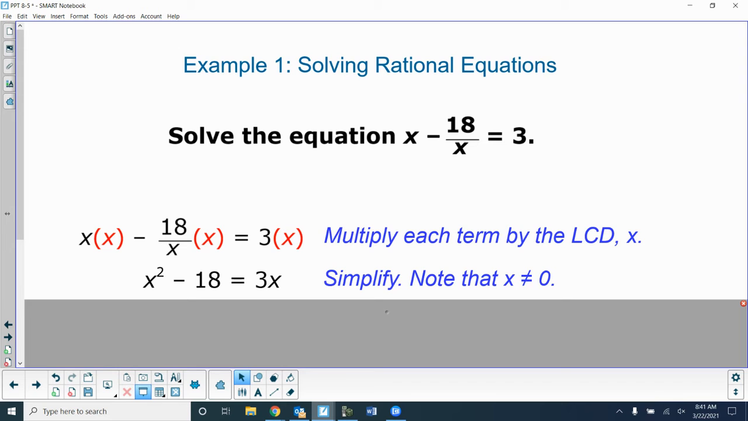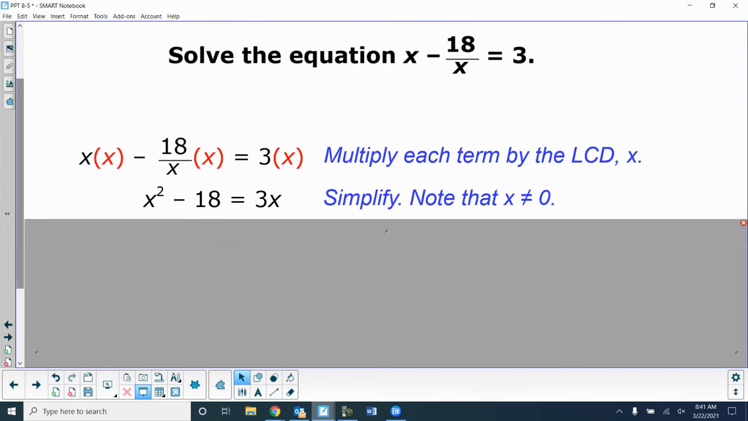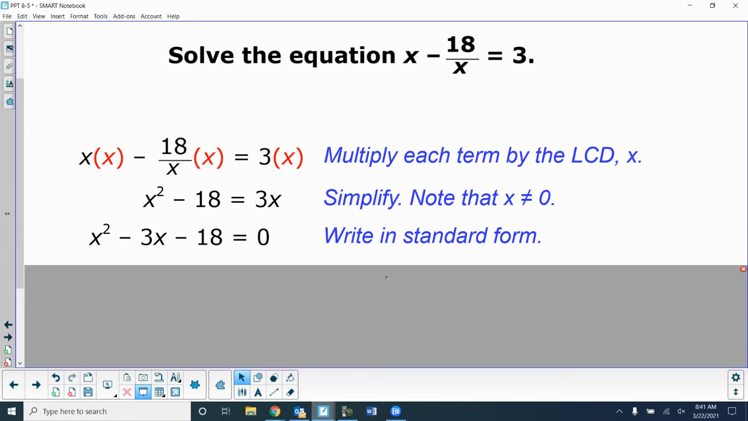So to set it equal to 0, what do I have to move? The 3x, right? How do I move it over? Subtract it, right? So that's the next step. Subtract the 3x, put it in the right order. We know what the right order is, right? And set it equal to 0.